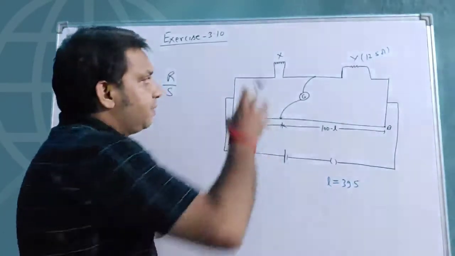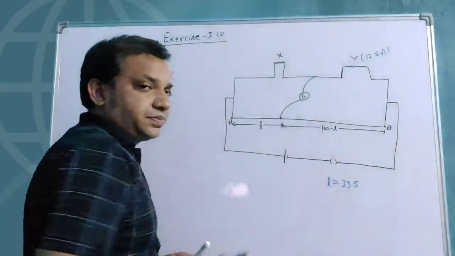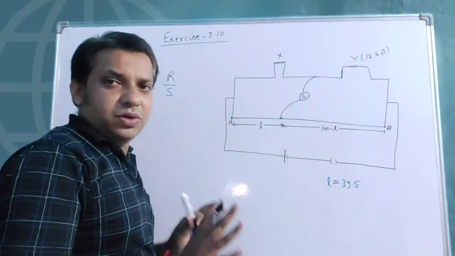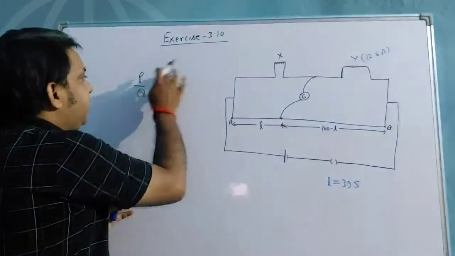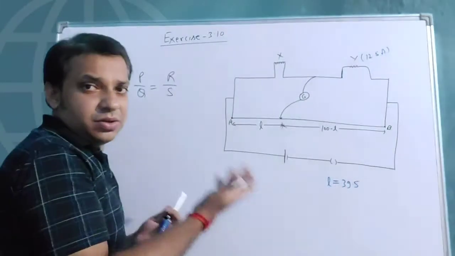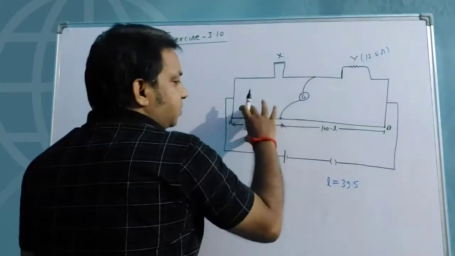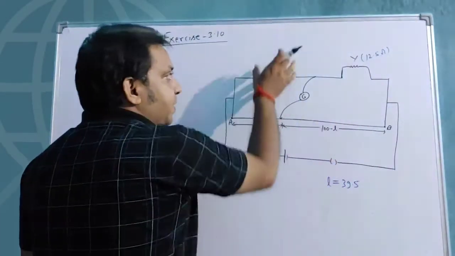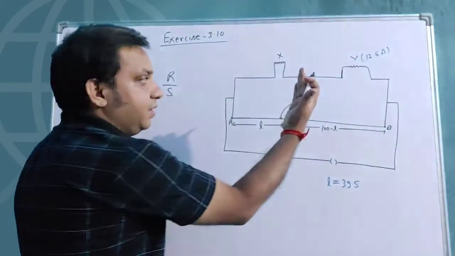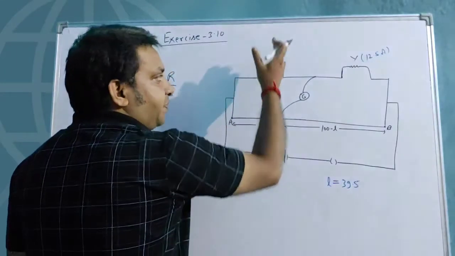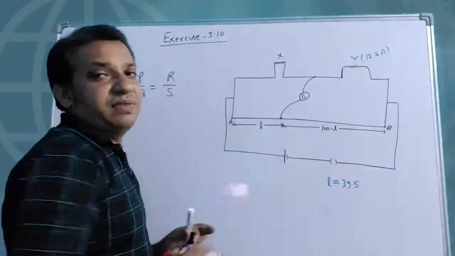Or in other words, this resistance divided by this one and this resistance divided by this one. It is a ratio, so you can also interchange it. That is, P by R is equal to Q by S, which is also the same ratio. Either this divided by this is equal to this divided by this, or the same side resistance ratio from the galvanometer is equal to the right hand side ratio. Then you will get the null deflection.